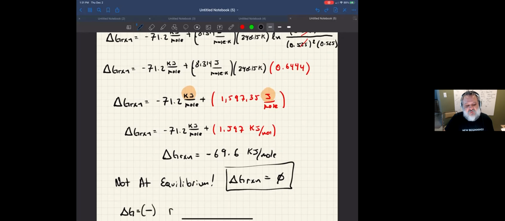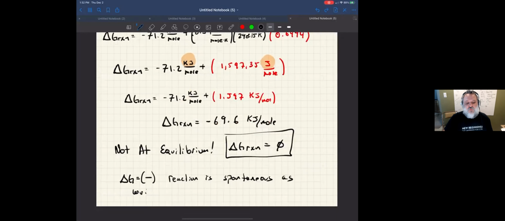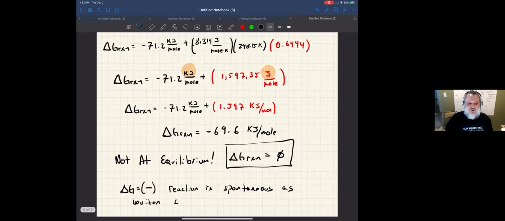Well, delta G is still negative, right? Remember, when delta G is negative, the delta S of the universe is positive, and so the reaction is spontaneous. And so that means it's spontaneous as written. And if it's spontaneous as written, then what's going to happen? That means it's going to proceed from left to right, from reactants to products. It's going to shift right towards products. And so that's the direction it goes to reach equilibrium.